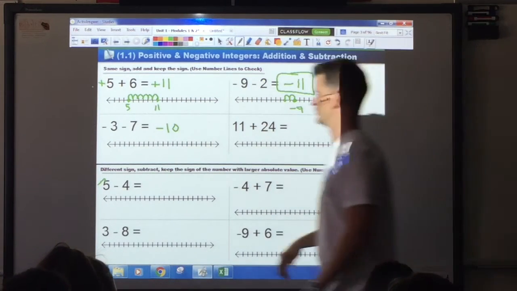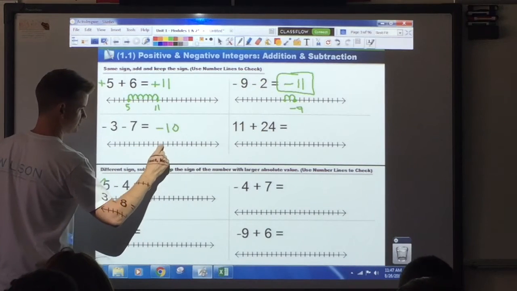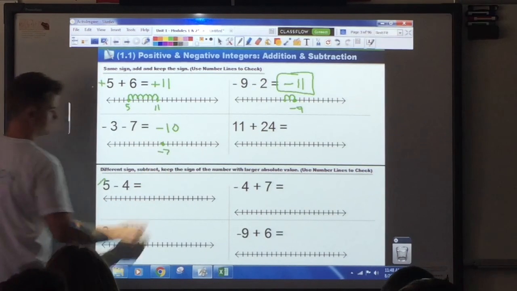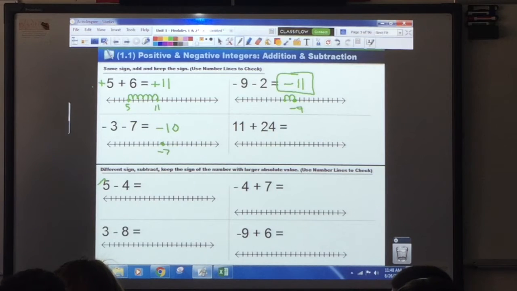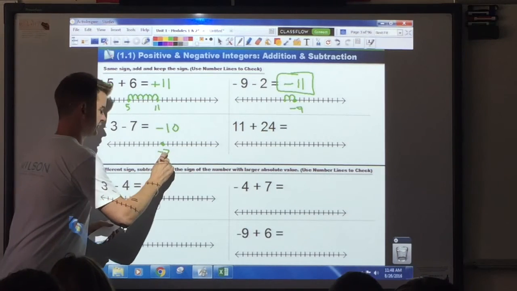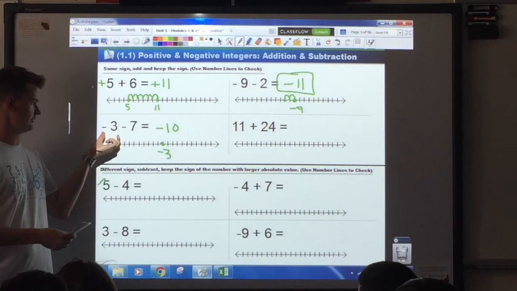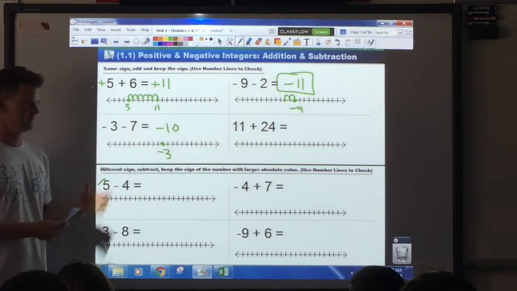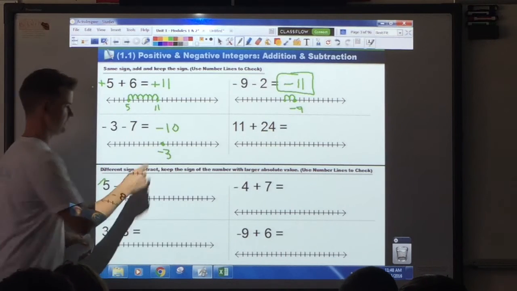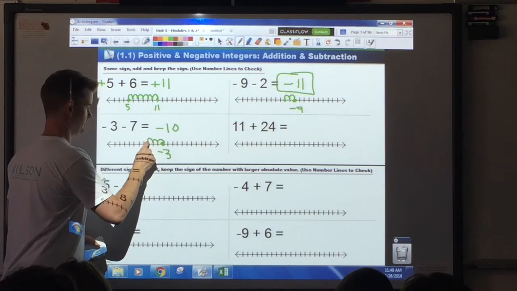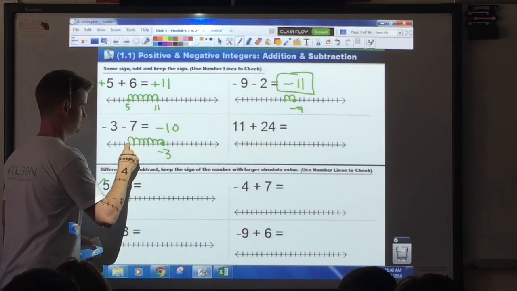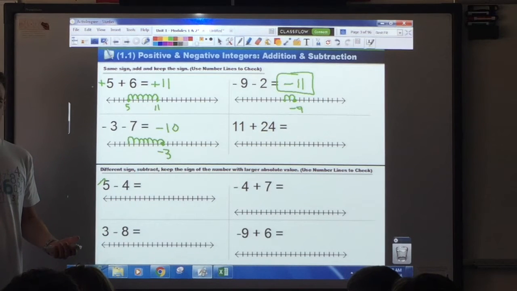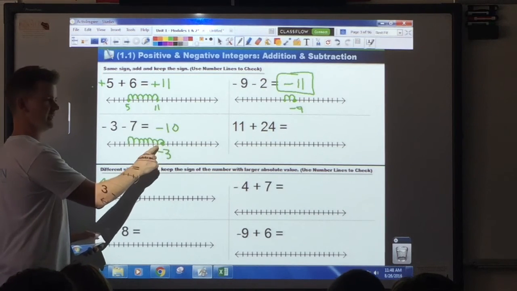If I want to use the number line, well, I start anywhere, I'll just say that this is -7. I start at -3. I'm subtracting 7 from that. So which way am I going to move? To the right or the left? Left. To the left. How many spots? 7. So 1, 2, 3, 4, 5, 6, 7. We'll try to figure out where we are. This is -3 and I move to the left. Where am I at now?